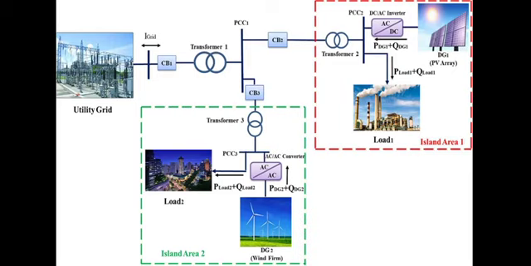Rate of change of power, ROCP. This method measures the rate at which active power, real power, changes in the system. A rapid change in active power may indicate islanding.